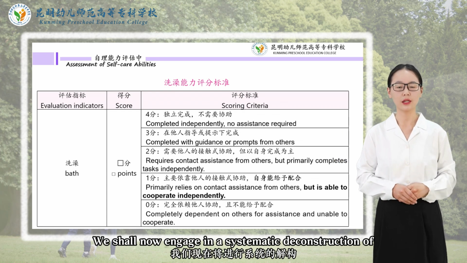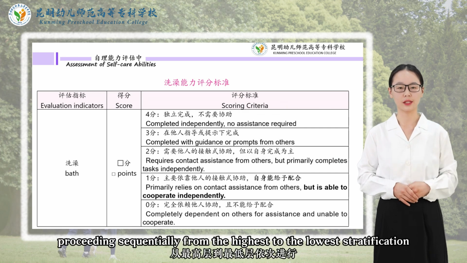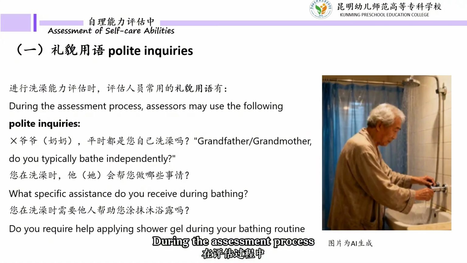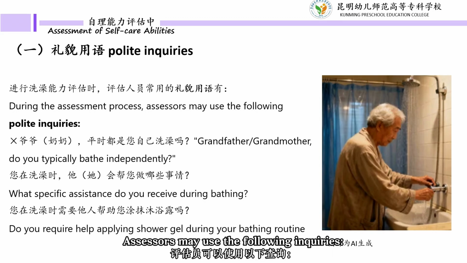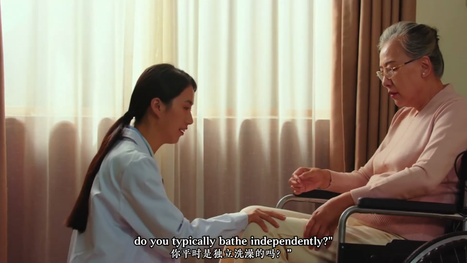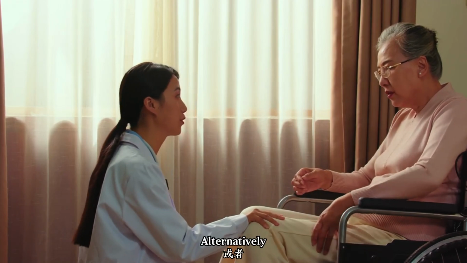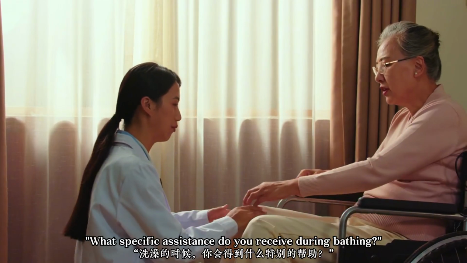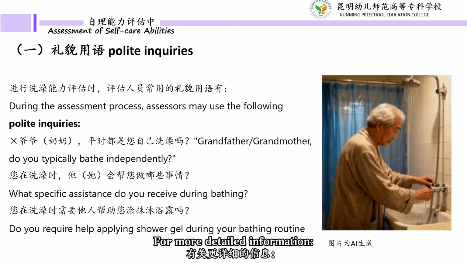We shall now engage in a systematic deconstruction of each proficiency level, proceeding sequentially from the highest to the lowest stratification. During the assessment process, employing appropriate polite language is crucial for establishing trust. Assessors may use the following inquiries. Grandfather or grandmother, do you typically bathe independently? Alternatively, what specific assistance do you receive during bathing? For more detailed information, do you require help applying shower gel during your bathing routine?